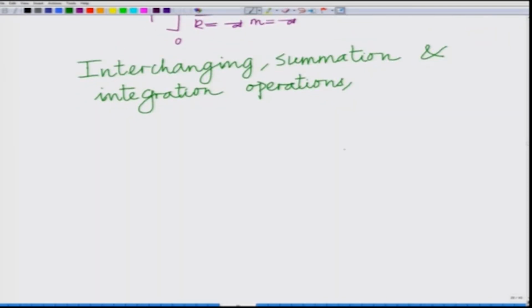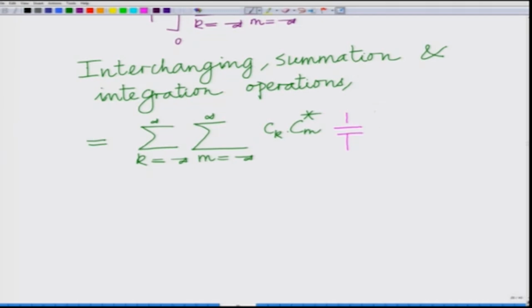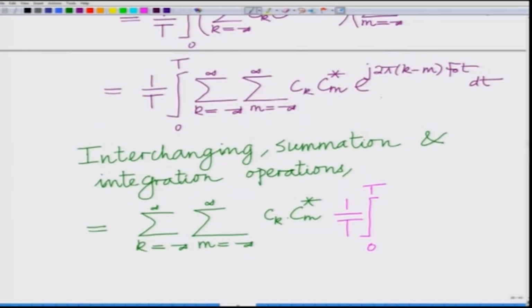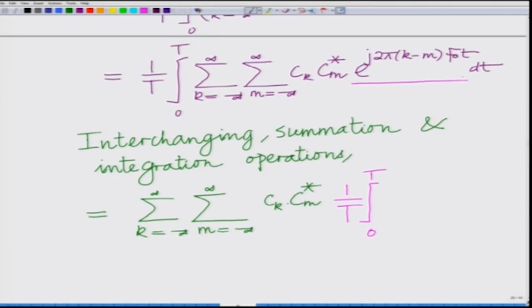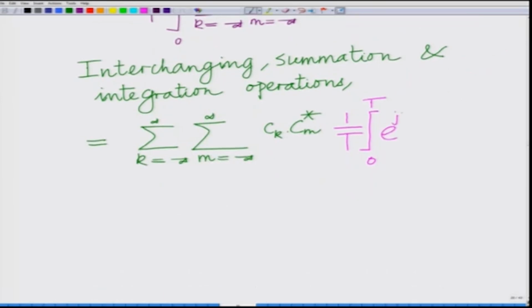Interchanging the summation and integration operations, I am going to bring the summations outside: summation k equals minus infinity to infinity, summation m equals minus infinity to infinity, Ck into Cm conjugate, into 1 over T times integral 0 to T. If you look at this, 1 over T integral 0 to T e to the power of j 2 pi (k minus m) f naught t dt.